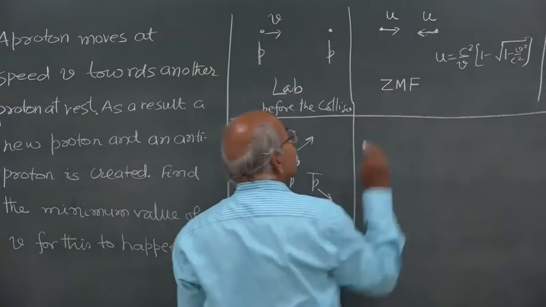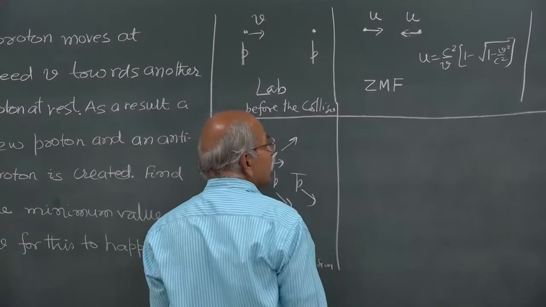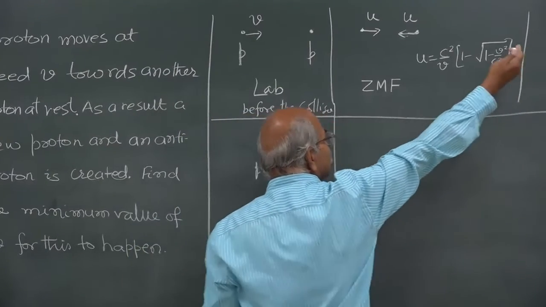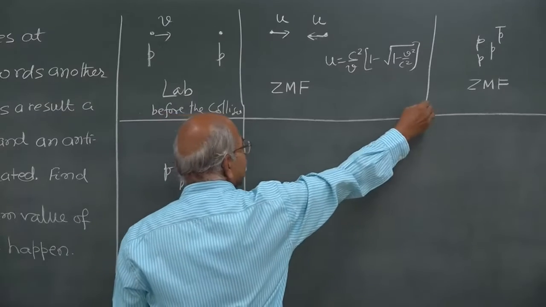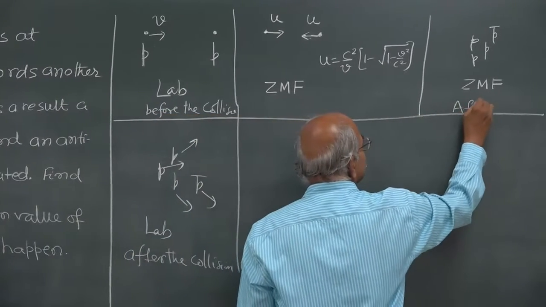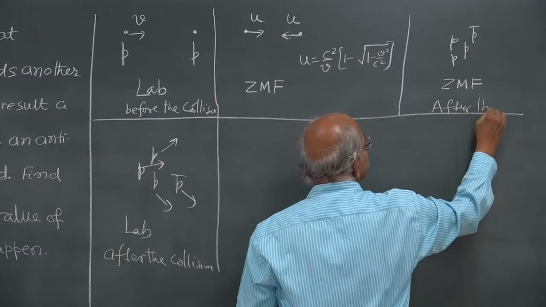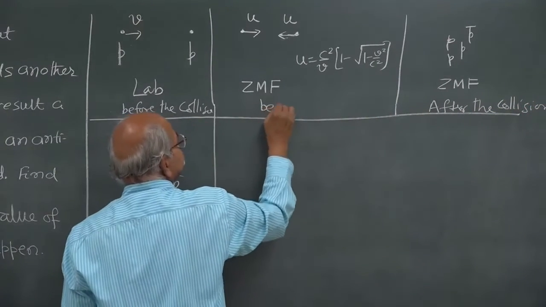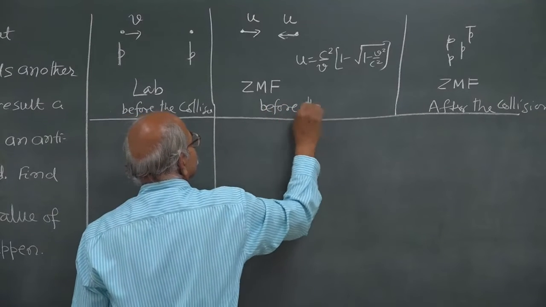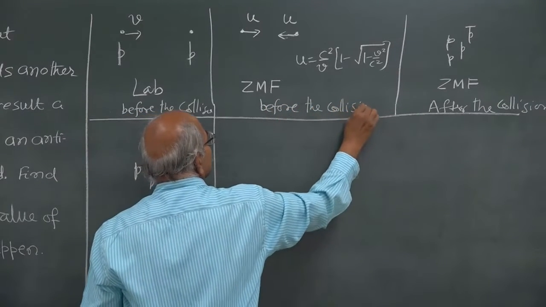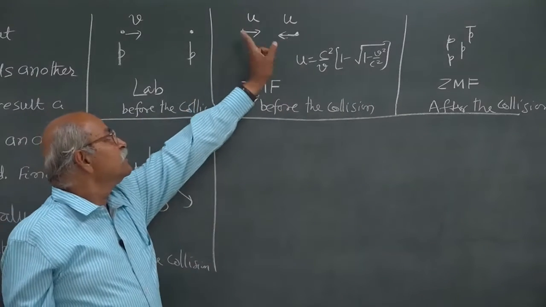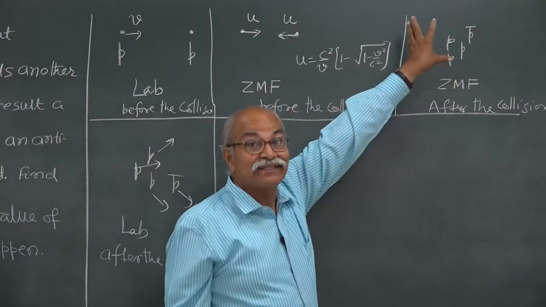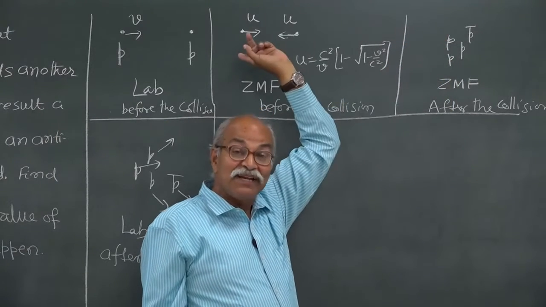Now, in the zero momentum frame, this is the original situation, and after the collision what we demand is that they should be at rest. So, this is after the collision, let me write it here itself, and this is before the collision. In the zero momentum frame, before the collision both are going with the same speed, and after the collision all of them are at rest, corresponding to the minimum value of v.